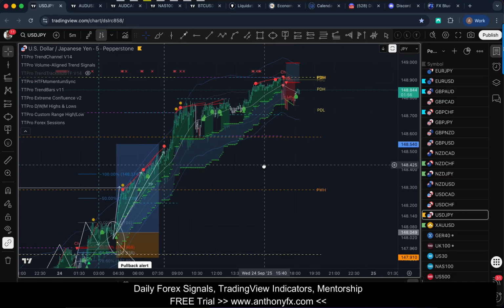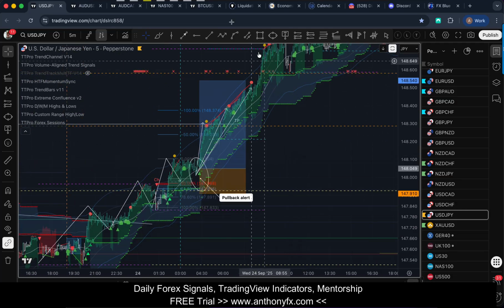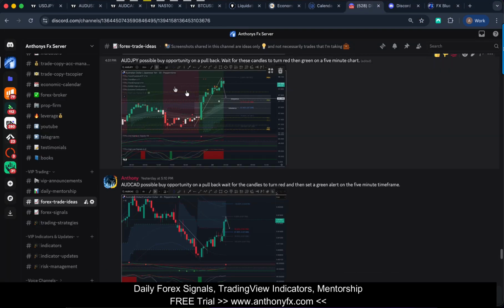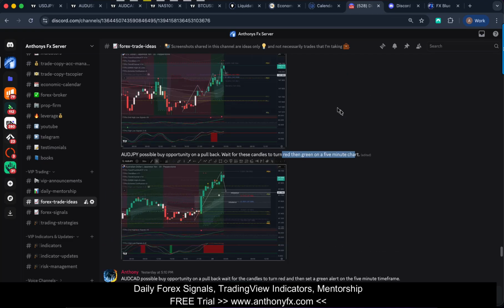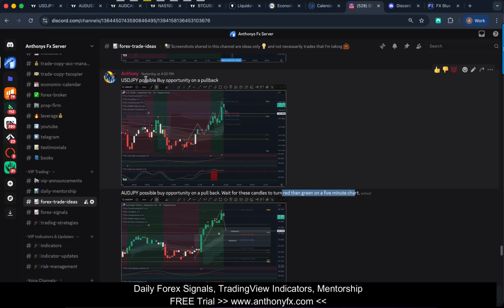That was quite a nice outcome if you caught that trade. Again, signals to exit these dots. Aussie yen was the next one. Okay, possible buy opportunity on a pullback, and then on this one, wait for these candles to turn red then green on the 5-minute chart. Actually, the dollar Swissy, I would usually look for the candles to turn red and green. They didn't turn red, so I actually missed out on that trade, unfortunately.